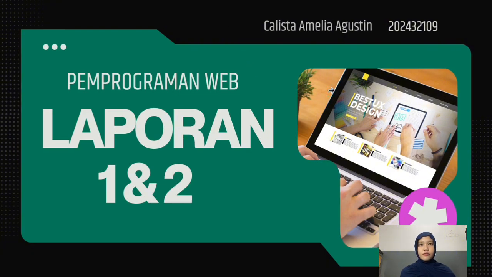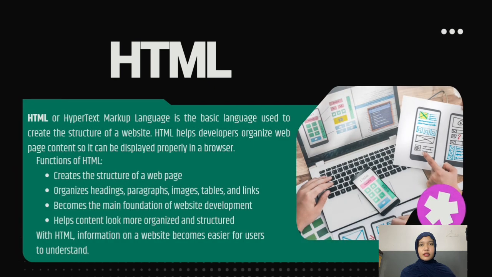Okay, for the first is HTML, or Hypertext Markup Language, the basic language used to create the structure of a website. HTML helps developers organize web page content so it can be displayed properly in a browser. Functions of HTML: number one, create the structure of a web page. The second, organize headings, paragraphs, images, tables, and links. The third, becomes the main foundation of website development, and the last one, help content look more organized and structured. With HTML, information on a website becomes easier for users to understand.